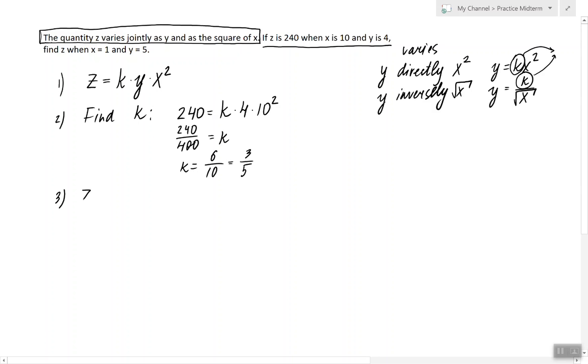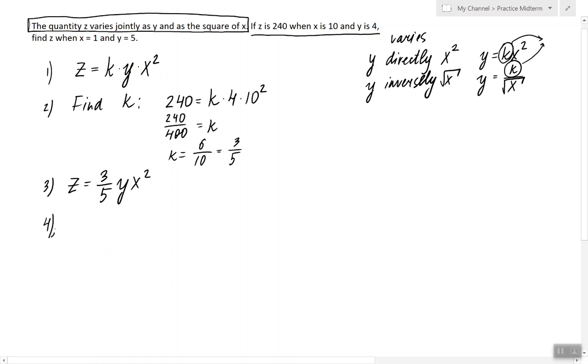So once you find k, now you have a working formula. So step 3 will be to write that formula. So now we have a formula that actually makes sense. The relation between x, y, and z is the following. And once you have a formula, looking at the question, it actually becomes very simple. It says find z when x equals 1, y equals 5. So all we have to do is just replace 5 for y and 1 for x. So when y is 5, x is 1, z is 3. So the answer is 3.